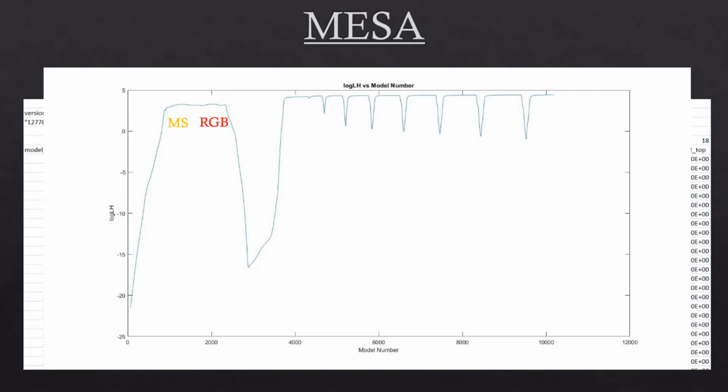And because this is a dip. Is that red, green, blue? That is a red giant branch. Oh, sorry. Yeah, that's a red giant branch. I should have mentioned that. Sorry.